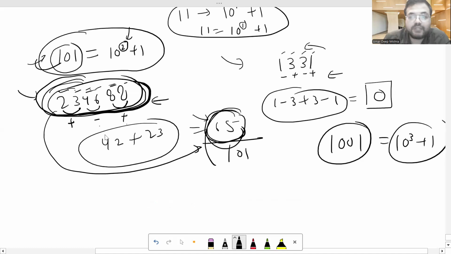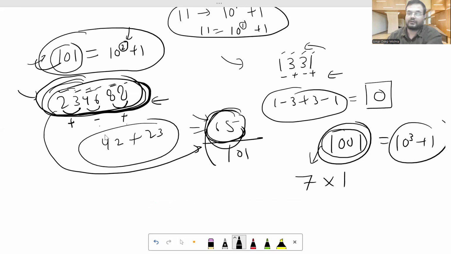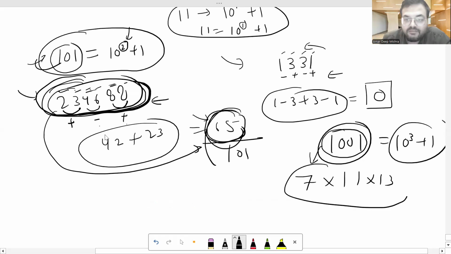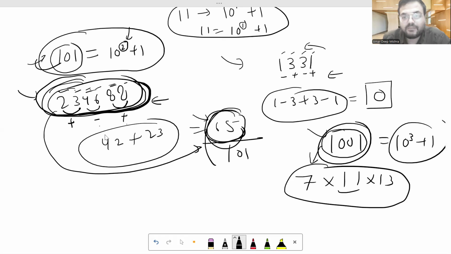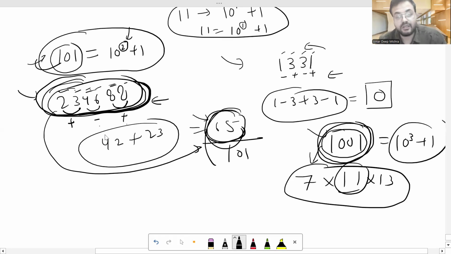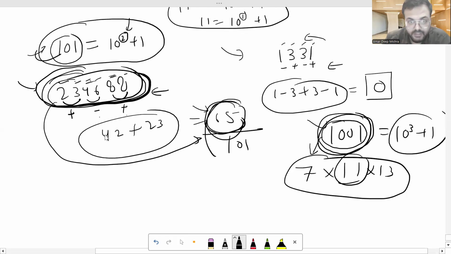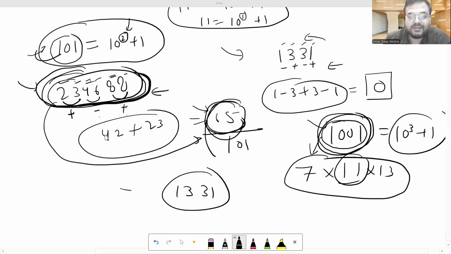One more thing you have to keep in mind. What is the factorized form of 1001? The factorized form of 1001 is 7 into 11 into 13. This is the factorized format of 1001. So if you see, 11 is one of the factors of 1001. That means the rule of 1001 is applicable for 11 also. What I'm trying to say here is, suppose in 1331, you want to check whether this number is divisible by 11 or not.